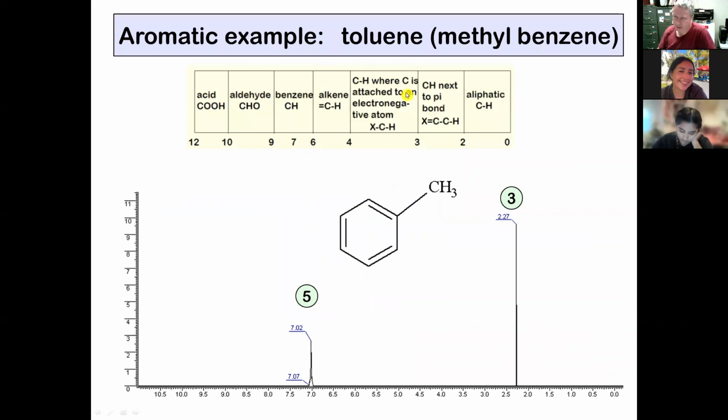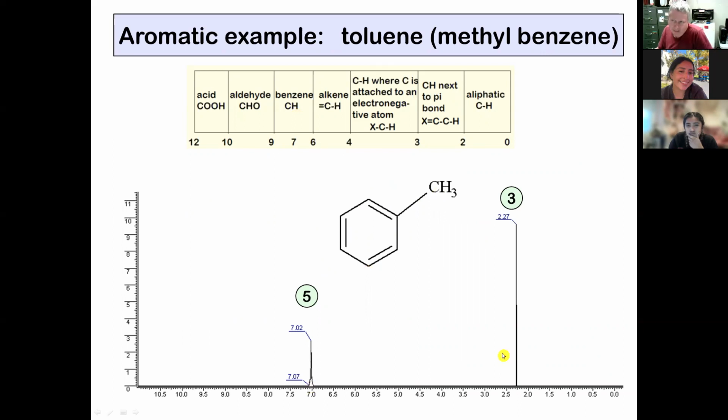Aromatic compounds come at 7 or 8 reliably. Okay, so this is a boring molecule called toluene, or methylbenzene. First of all, does the integration make sense? 5 to 3. Yeah, of course. 5 protons on the aromatic ring, 3 protons on the methyl. And the chemical shift, does that match my table up here? Yep, right in the middle. 7 ppm is the benzene.